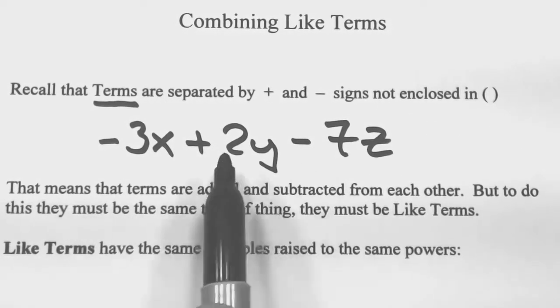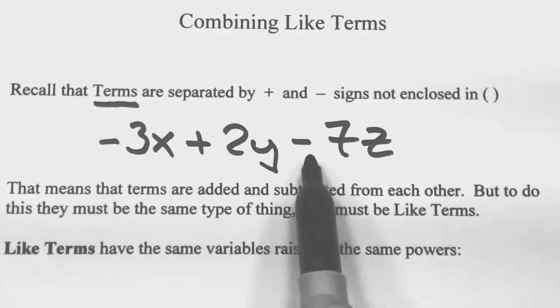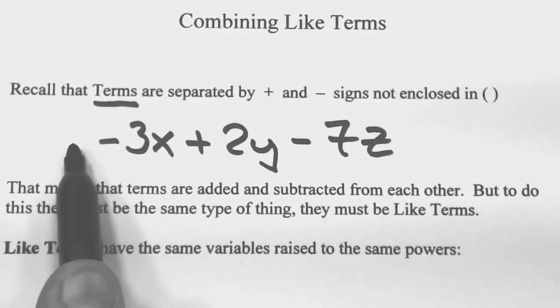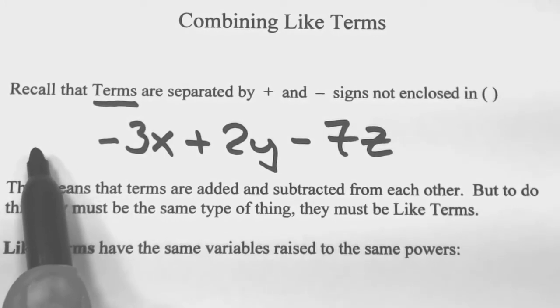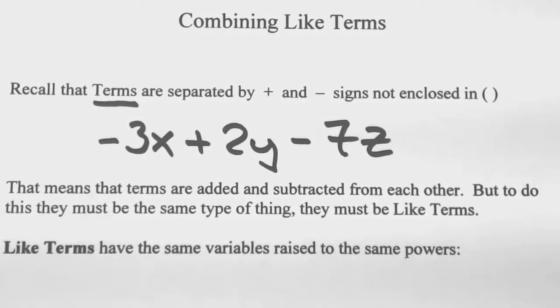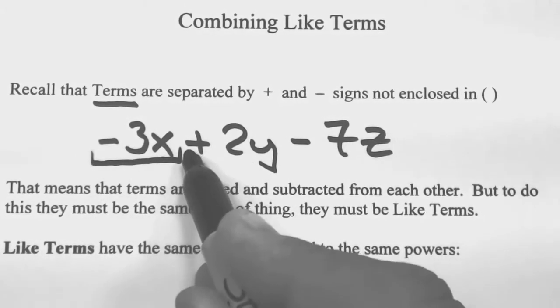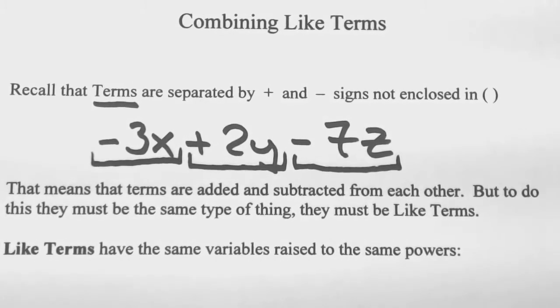These are separators: the minus, the plus, and the minus. None of these are enclosed in any kind of grouping symbols. The minus in front, there's nobody in front of it, so it's not really separating anything. And of course, we want to remember that the sign goes with the guys behind it. So this would be the first term, this would be the second term, and this would be the third term.